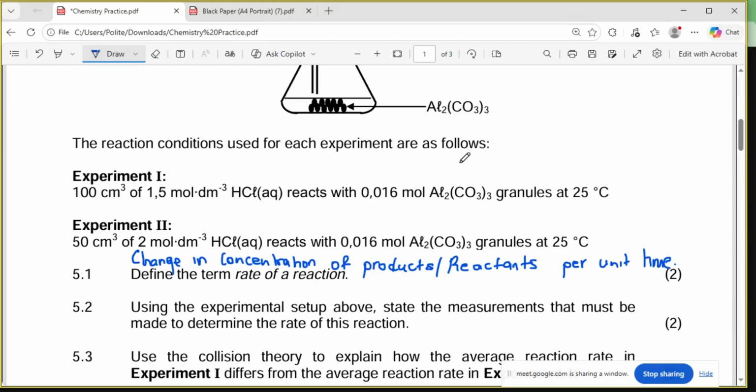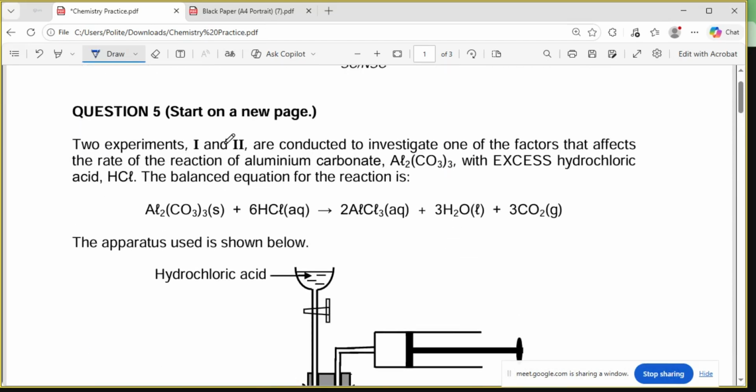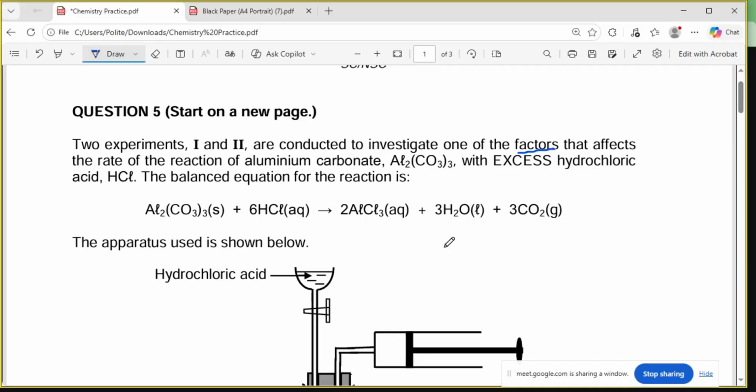Okay, so now let's go back and read what is going on in this statement. The statement says that we have two experiments, 1 and 2, conducted to investigate one of the factors that affect the rate of reaction. Looking at this, we can see that now we are investigating the concentration, but don't worry, everything will make sense now. So the rate of reaction of aluminum carbonate, okay? So aluminum carbonate, we need to understand how one of the factors affects that with excess hydrochloric acid.